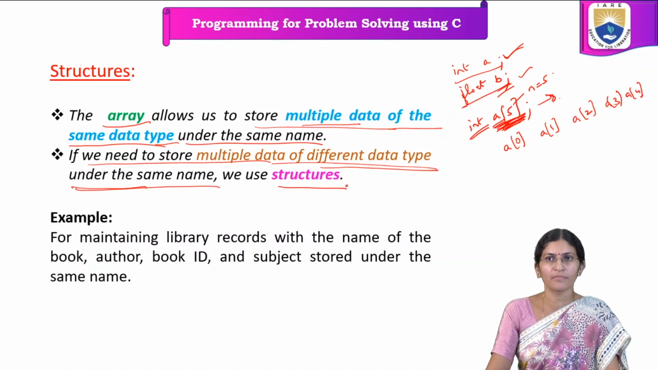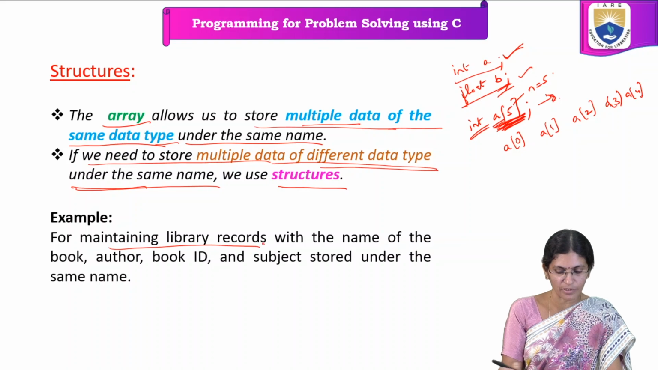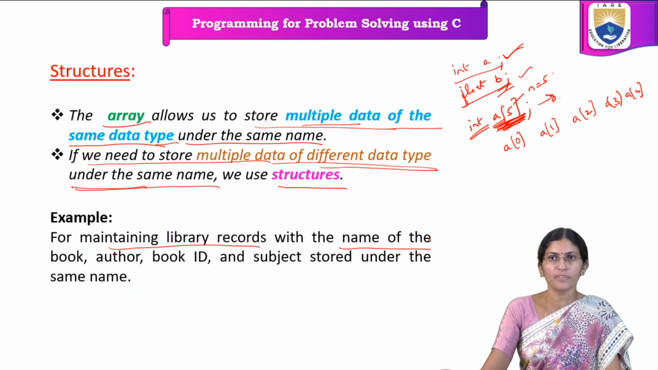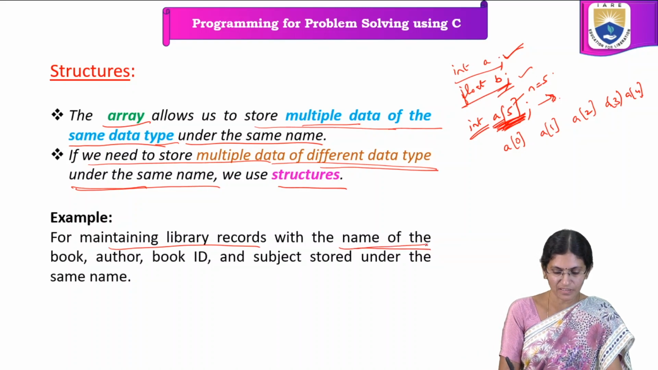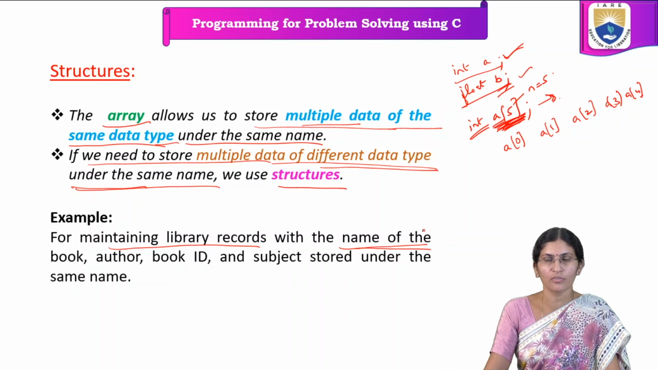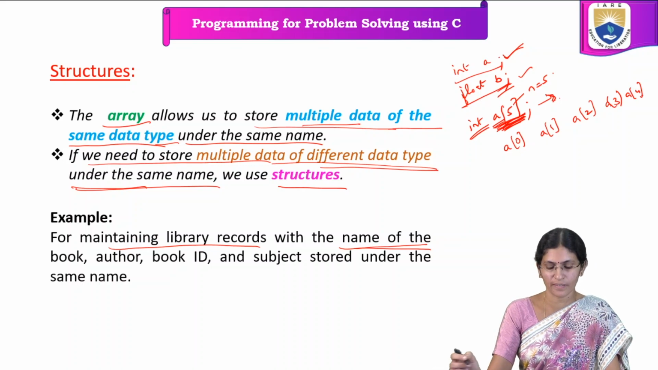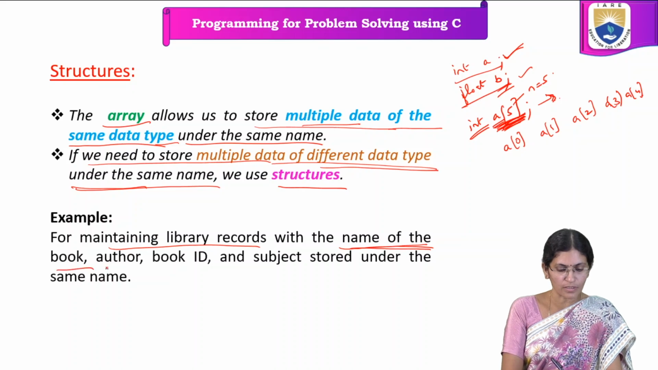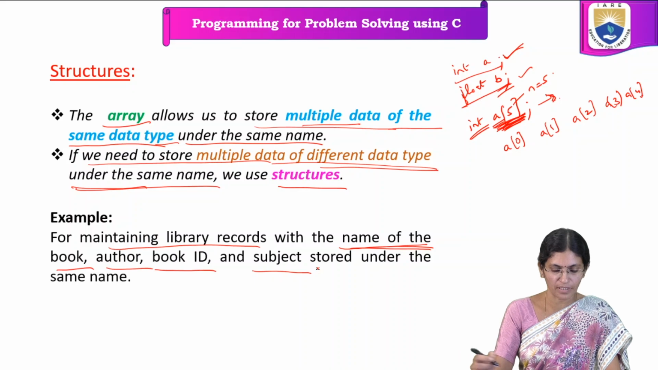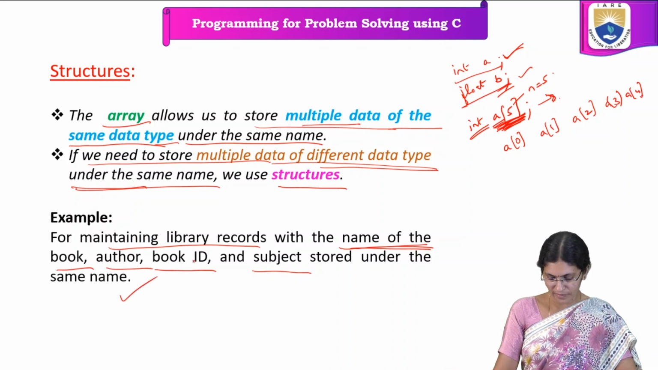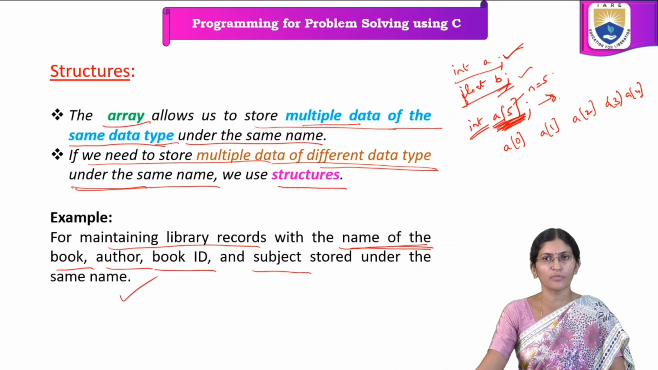So in real life applications, we need to maintain library records and we need to maintain student records. For example, in order to maintain library records, each book in the library will consist of different details. These different details are to be stored, for example, name of the book, author name, then book ID and then subject, stored under the same name. So this is one real life example where the concept of structures comes into existence.